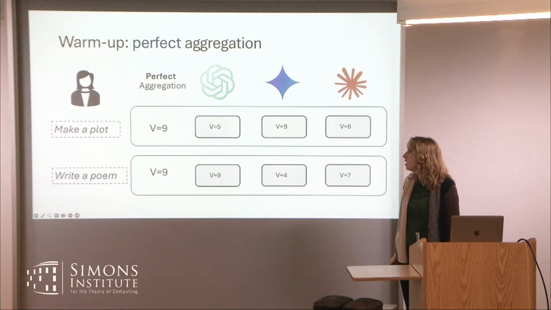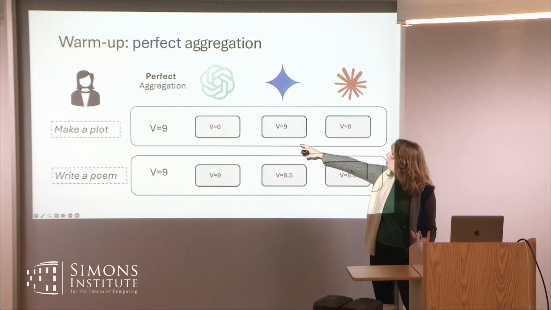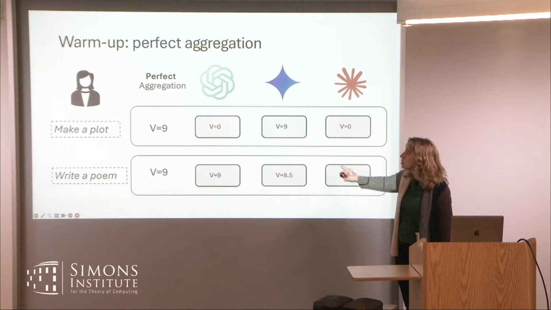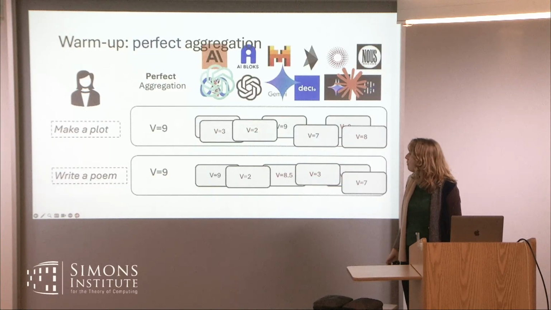And notably, requiring perfect aggregation requires that this is true no matter what the other values are. So no matter whether they're very bad or very close to perfect, you would still get the best one. And this would also be true no matter how many models there are in the market. So even if there are many, many models, you're always going to find the best one.